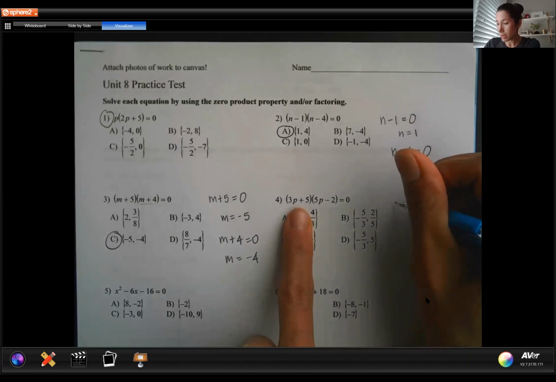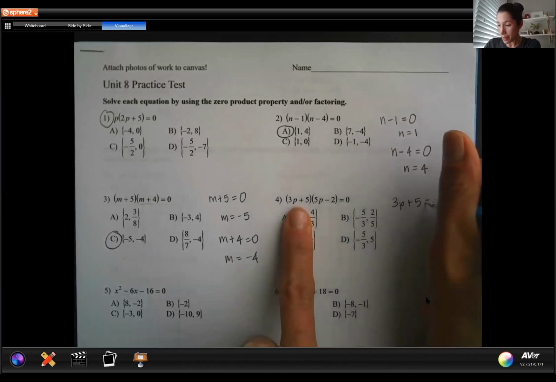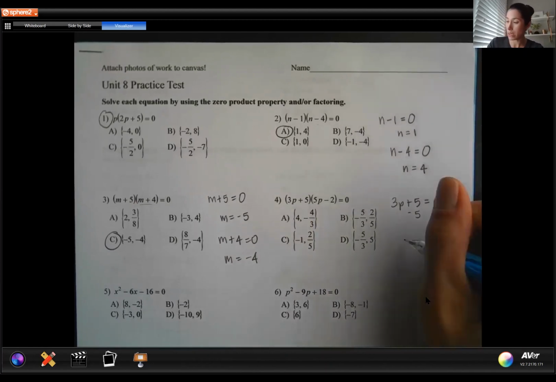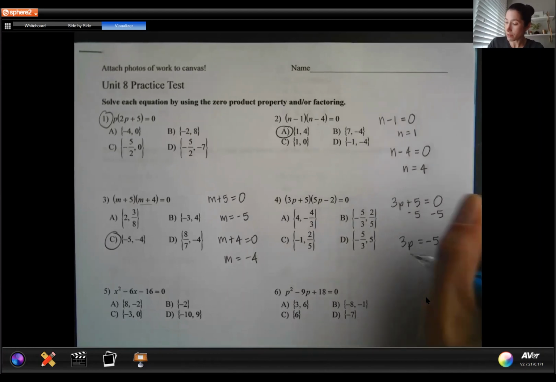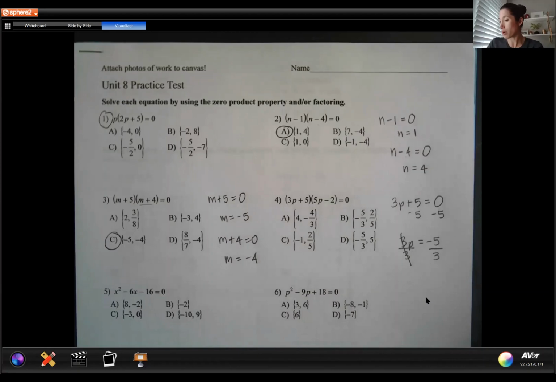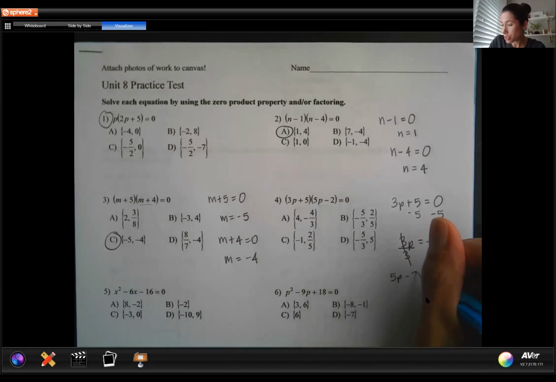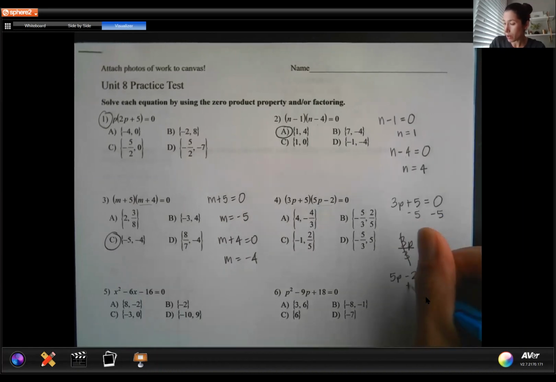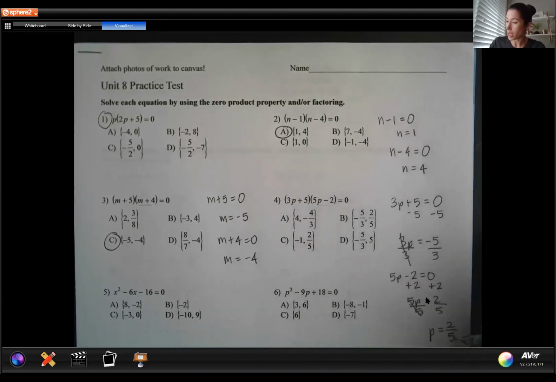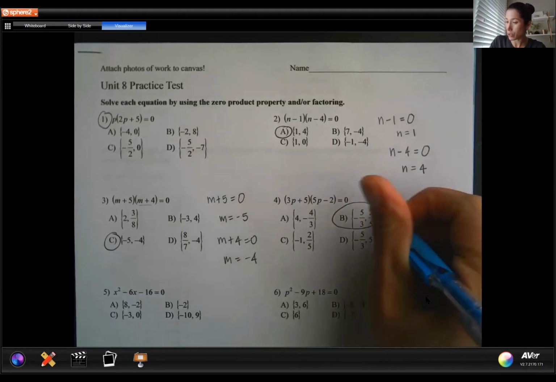And then for this last one, 3p plus 5, we're going to set that equal to 0. So there's actually a couple steps for this one. So we can subtract 5 on both sides. So 3p equals negative 5, divide by 3 on both sides. So we would get negative 5/3 as one of our solutions. And then we take our other factor, 5p minus 2, set that equal to 0. We can add 2 to both sides, 5p equals 2, and then divide by 5 on both sides. So p is 2/5. So we have negative 5/3 and 2/5. So it would be this solution here.